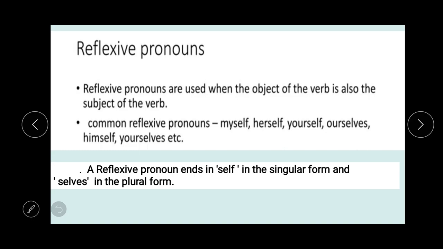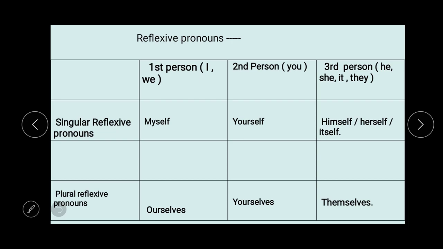Now students, in order to clarify this point, here I have listed a table. I have divided the singular and plural reflexive pronouns according to the person. So you already know that we have three persons. The first person is I and we. I is the singular, we is the plural. Then the second person is you in both the cases, and in third person, the singulars are he, she, it, and the plurals are they, them, etc.